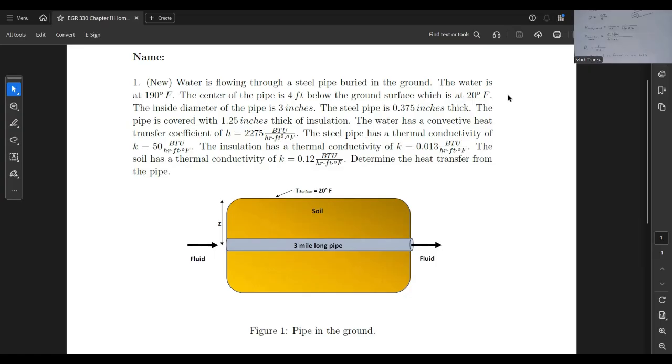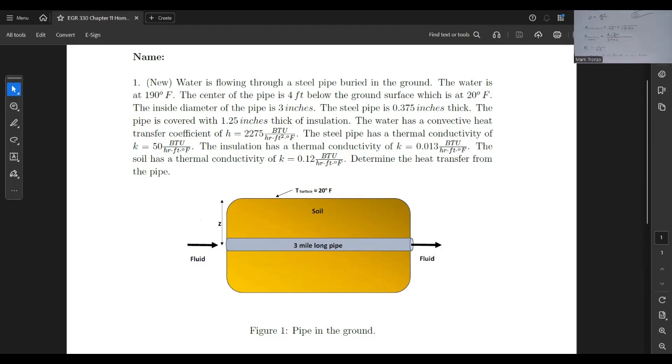The water has a convective heat transfer coefficient of 2275. The steel pipe has a thermal conductivity of 50. The insulation has thermal conductivity of 0.013. The soil has a thermal conductivity of 0.12. A lot of information there. But here's the picture. You can see there's soil, and you have the water, which is the fluid flowing through the pipe. And the pipe is 4 feet below the ground surface. And here you see it's called Z because that's what we're going to find in the table. It's going to be characterized by Z.